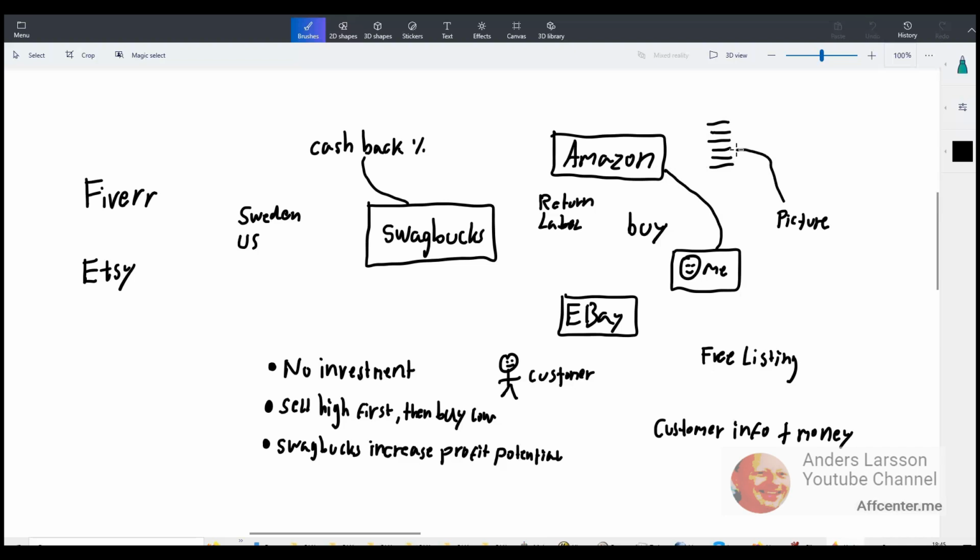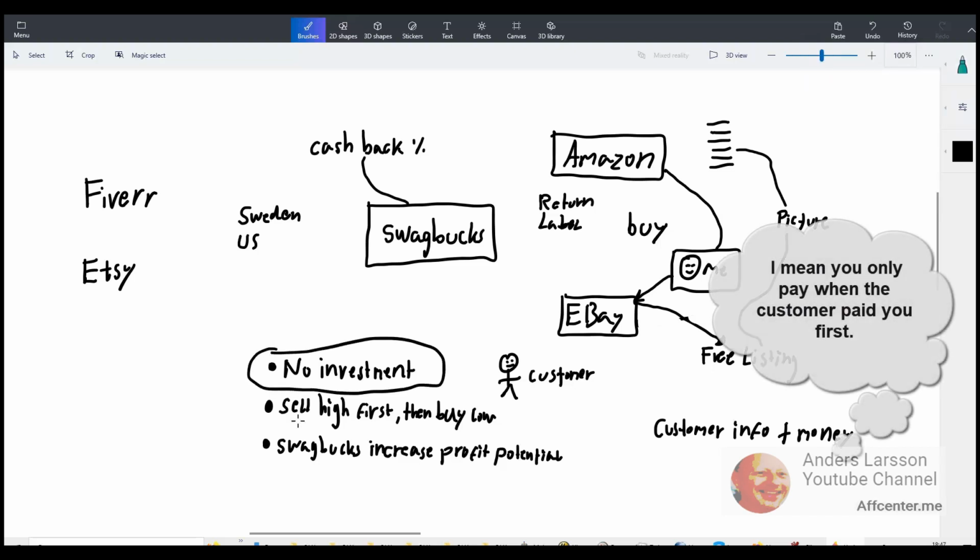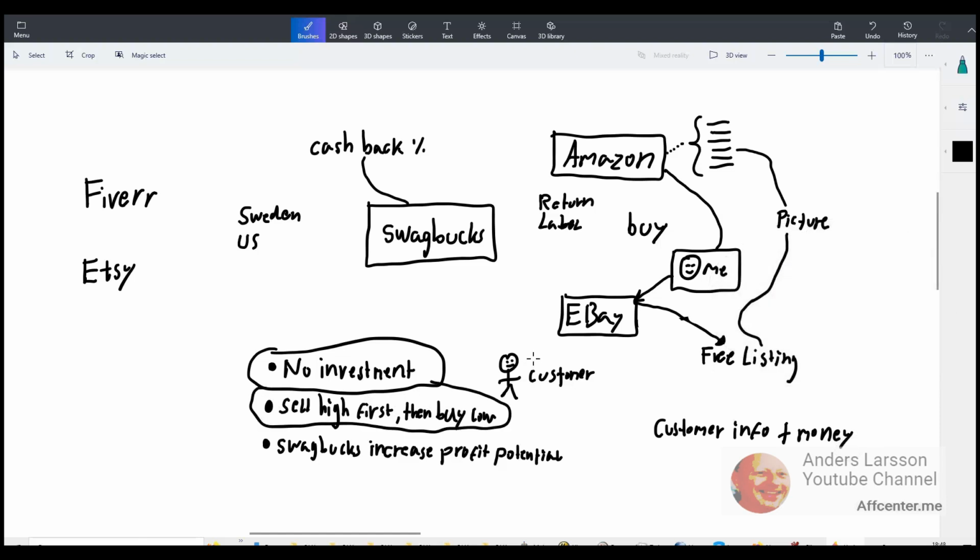So anyway, I go to Amazon, I check for different products, then I decide for one product, take the information from that product, including the picture, and then I go to eBay, right? So I'm now on eBay and I create a free listing. That means that I have all the information from Amazon and I publish that in the free listing. So no investment needed, and you look for products that don't cost much, but you sell it higher.